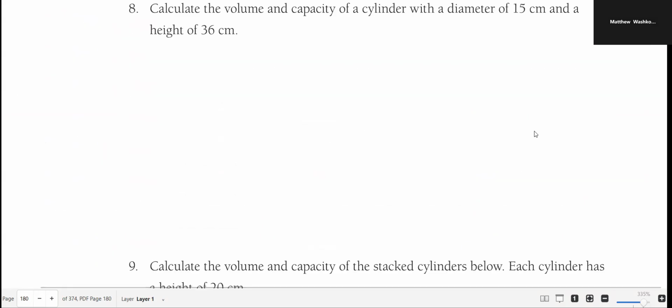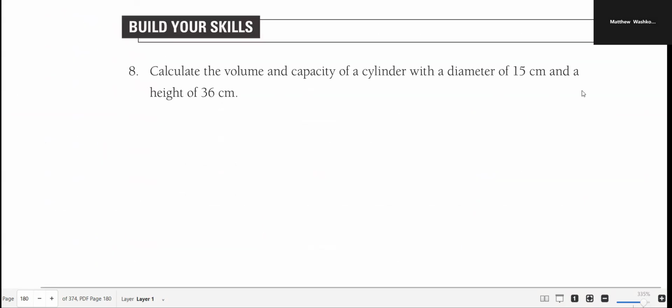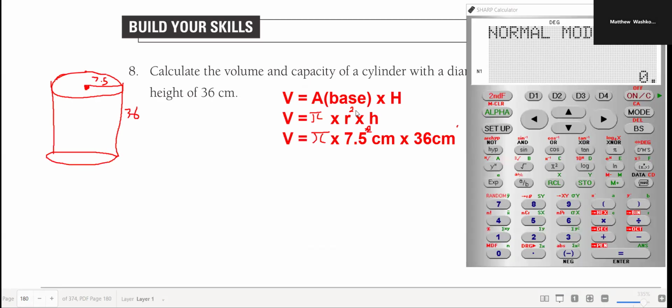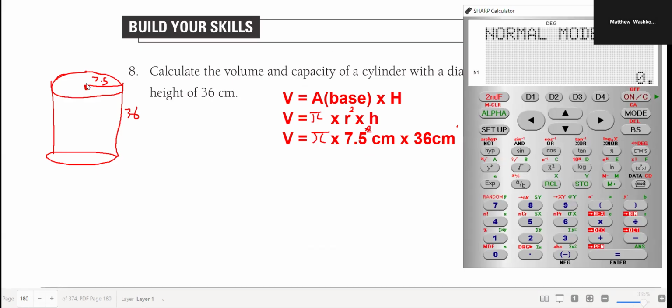So just like before, I want you to do it. I want you guys to try this one here. I fully believe in you. 3, 2, 1, go. Okay, so the first thing you should have done is figure out the area of your base, which is your circle. Now, it gives you a diameter of 15. I don't care about the diameter. I want the radius, right? So the radius is half the diameter. Half of 15 is 7.5. Radius is 7.5.